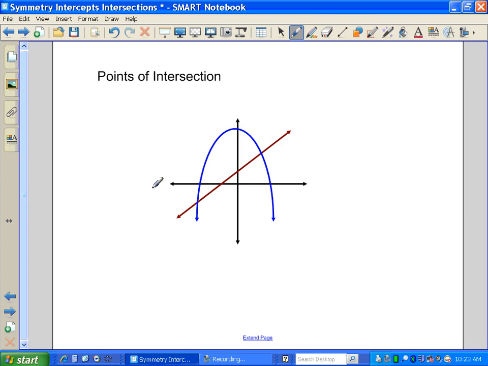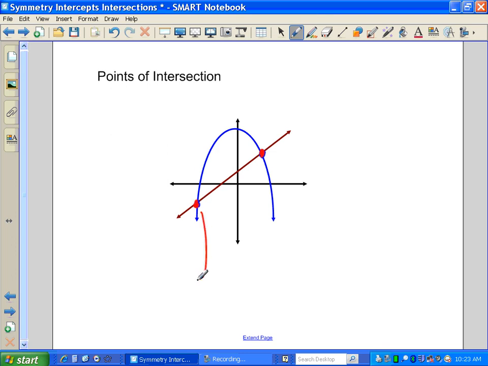Finally, we get to points of intersection. And we know what points of intersection are. They're points where the two functions that we have intersect. Right there is a point of intersection. Right there is a point of intersection. Should have done that one in red so that it stands out. There it is. Points of intersection. So we know what they are.